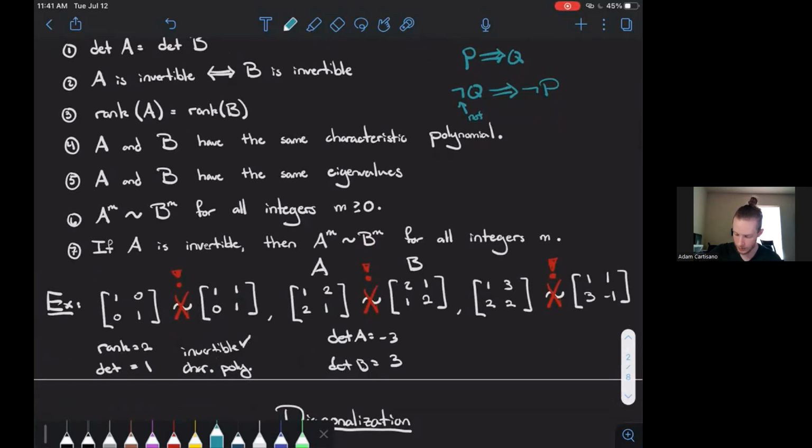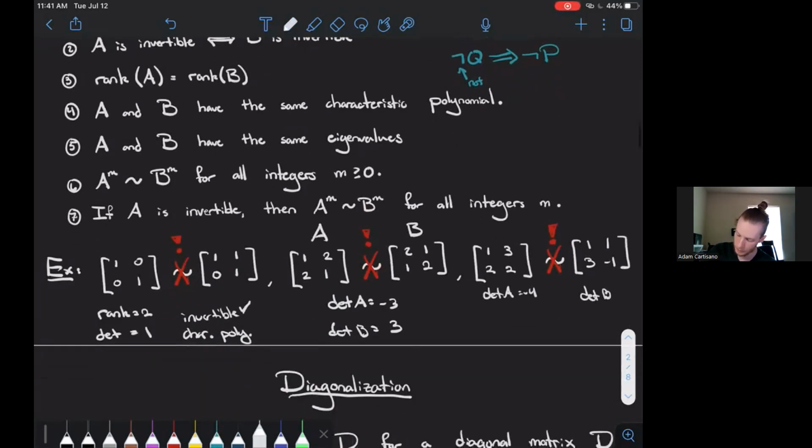So let's check out this last one. You can check the determinants again. 2 minus 6 is negative 4. The determinant of A is negative 4 here. Over here, the determinant of B is negative 1 minus 3, which is also negative 4.